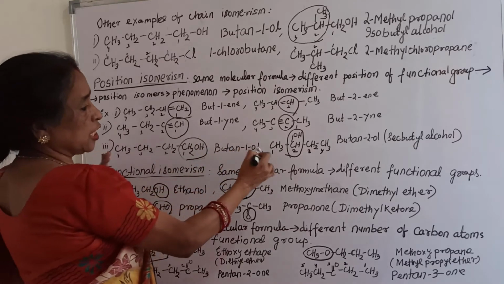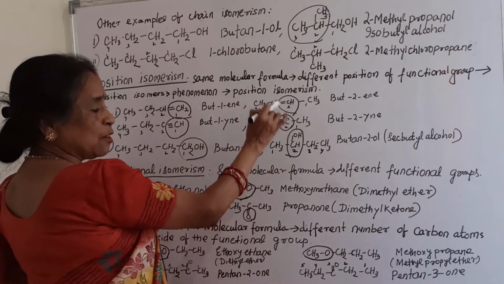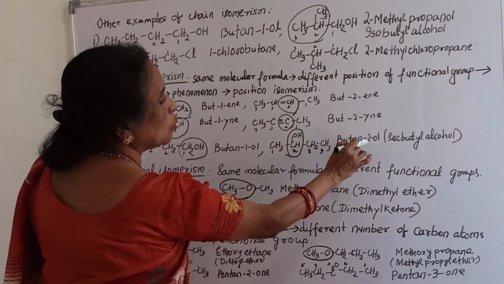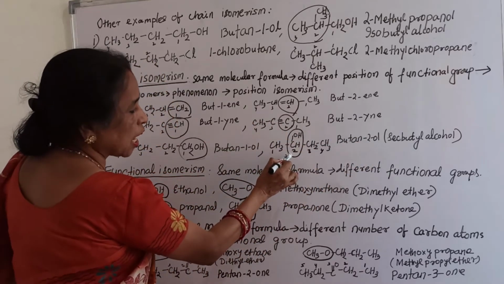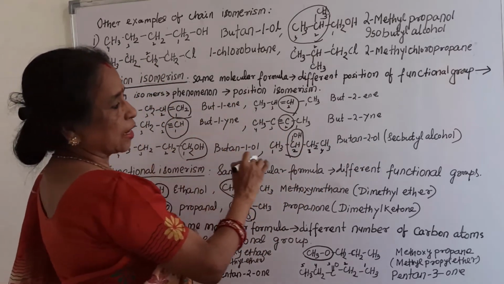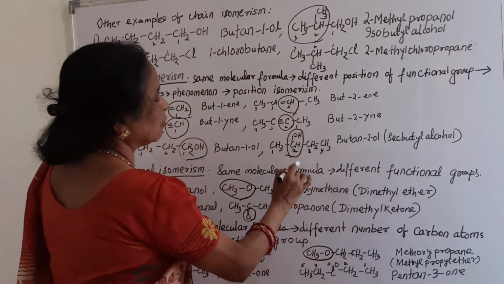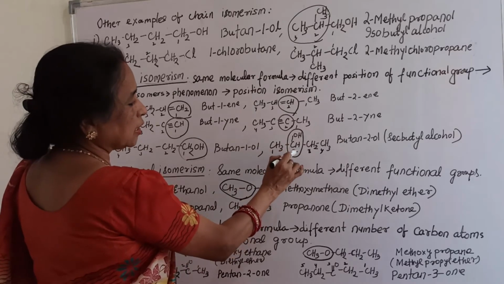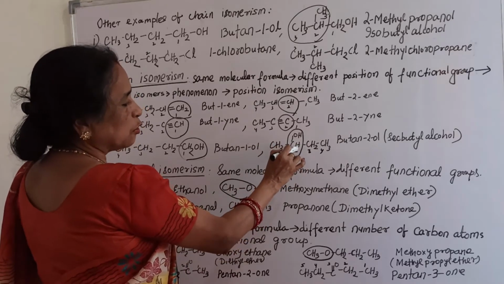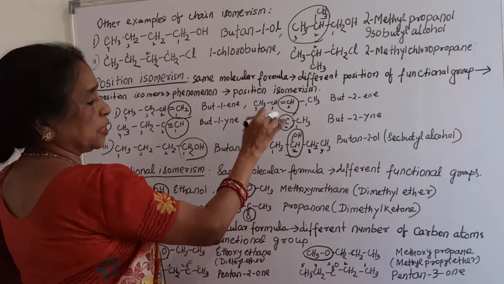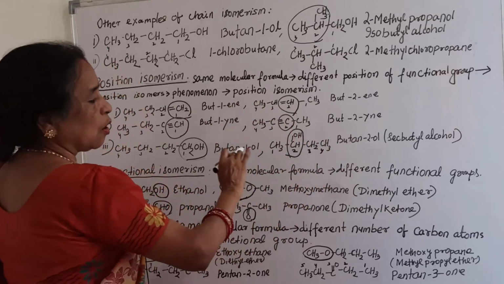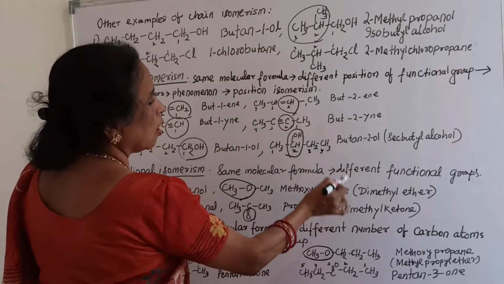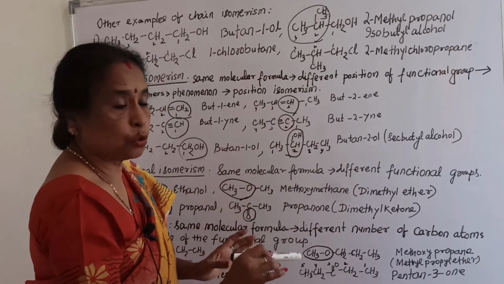butan-1-ol. But when you see the alcohol group on the second position, second carbon, then what happens? This is known as butan-2-ol, because in the 2 position carbon there is an OH group. And what is the common name? It is called secondary butyl alcohol, because this is the secondary carbon. To the secondary carbon, an OH group is attached, having a 4 carbon long chain. That is why secondary butyl alcohol, and IUPAC name butan-2-ol.